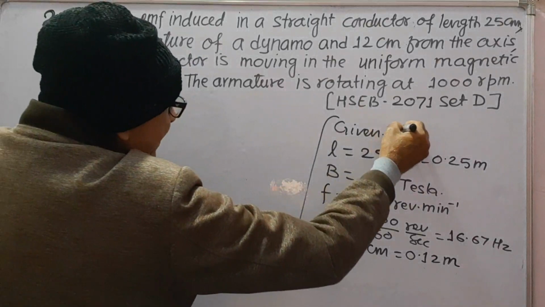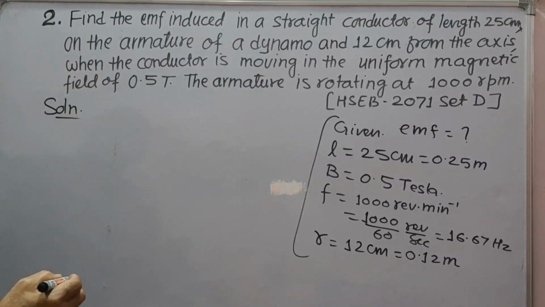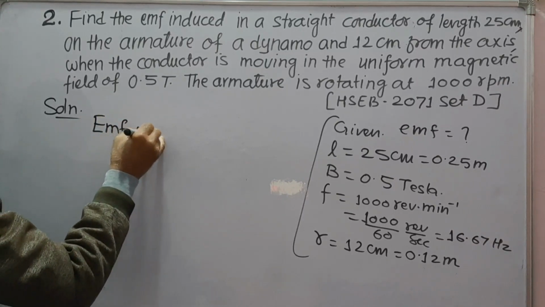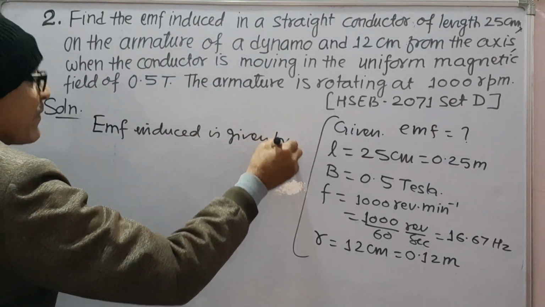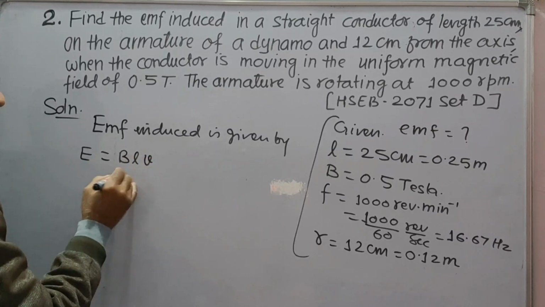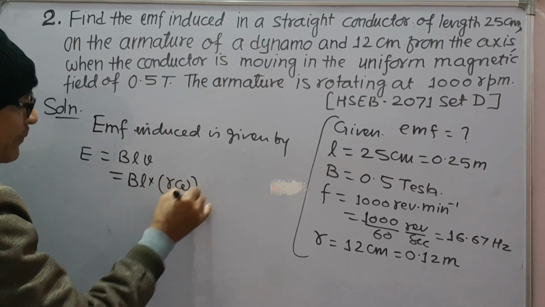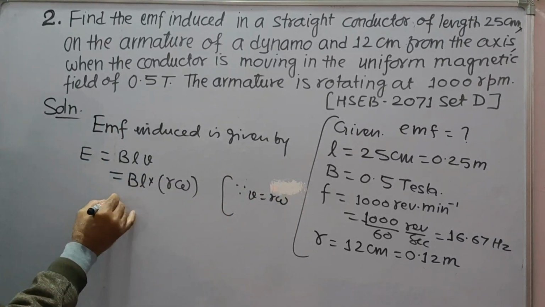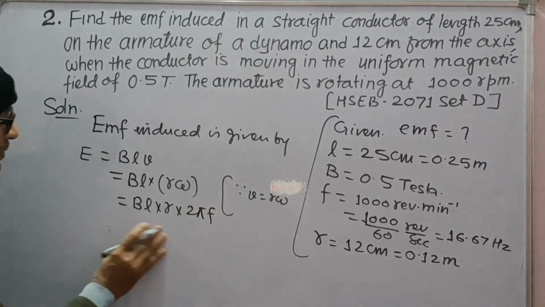We have to find the EMF induced. Now, EMF induced is given by E is equal to B L into V. This will be B L and V is equal to R omega, because V is equal to R omega and omega is equal to 2 pi F. So, B L into R into 2 pi into F.